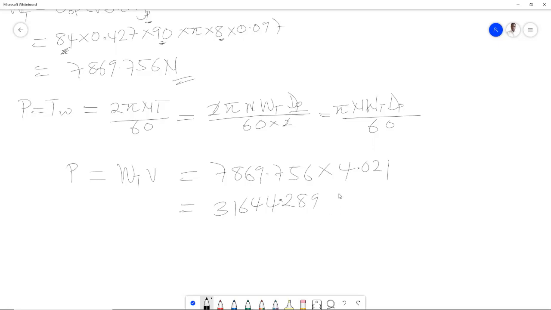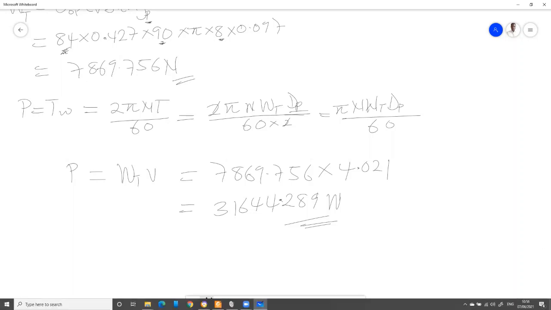31644.289. Okay. And the unit will be in what? Yes, sir. We're dealing with power. So this will be the power that the gear can transmit from the standpoint of strength. So it cannot transmit more than this based on the information given. If it goes beyond this one, it's likely that the gear will fail. And of course, the weaker one will fail first because this is based on the weaker gear, which is the pinion. Okay?